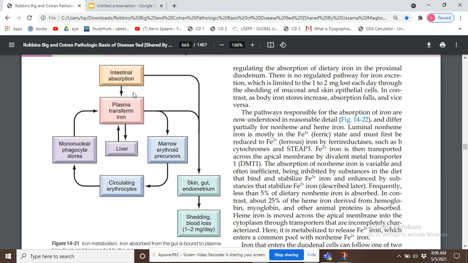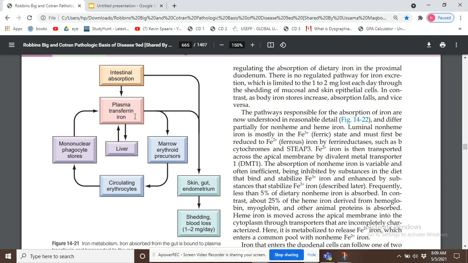This chart is also very important. First, we take iron in our diet, then iron is absorbed from the intestine, specifically from the duodenum, then it passes into the plasma. In the plasma, it is bound to transferrin, an iron-binding protein synthesized in the liver. Then transferrin takes iron to the marrow erythroid precursors, where it is required for the synthesis of hemoglobin.